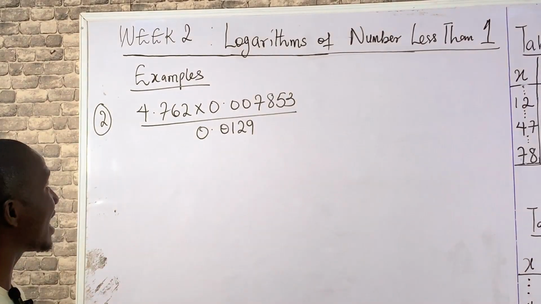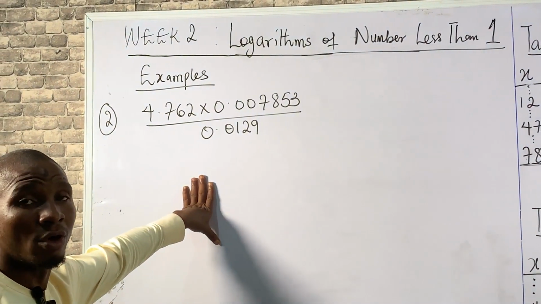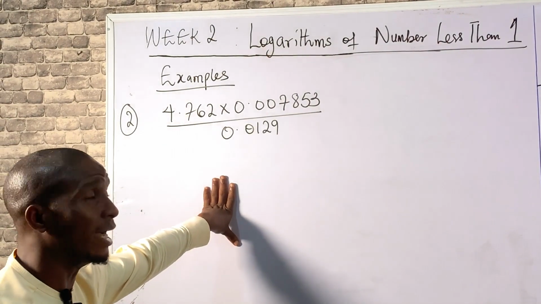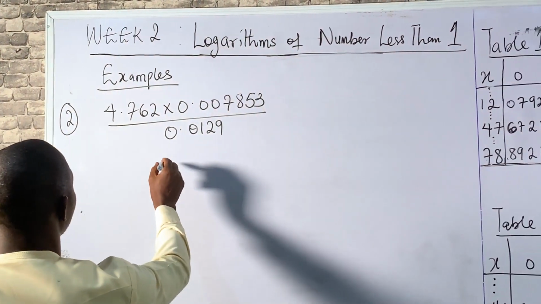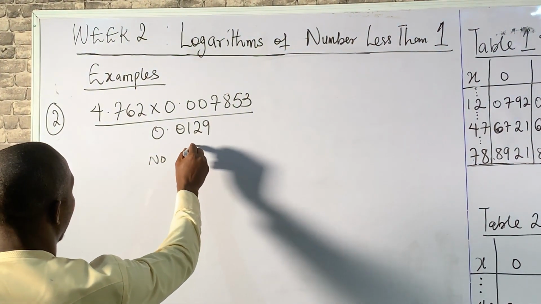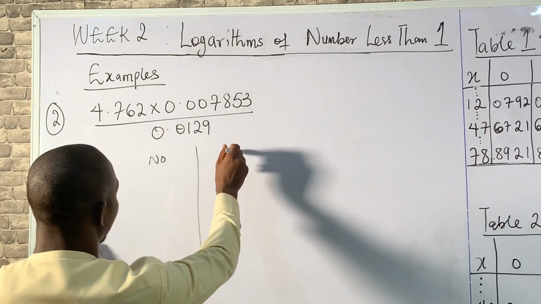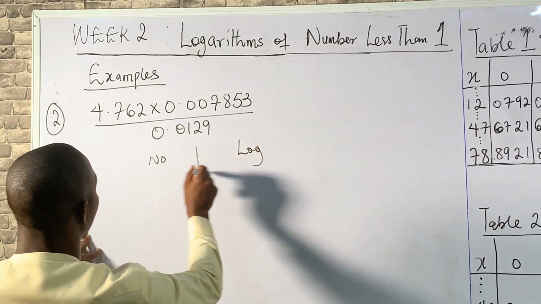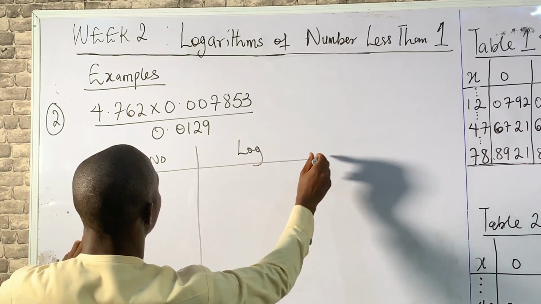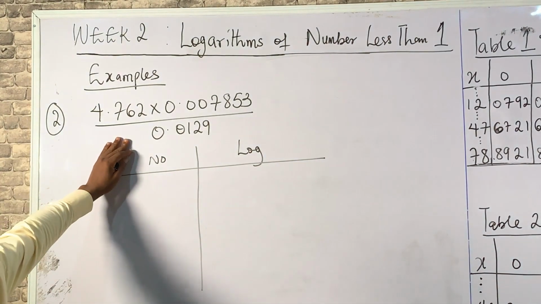All right, so let's look at the second example on logarithm of numbers less than 1. So let's look at this example. We are asked to evaluate this question with the use of logarithm tables. So how can we evaluate this with the use of logarithm tables?